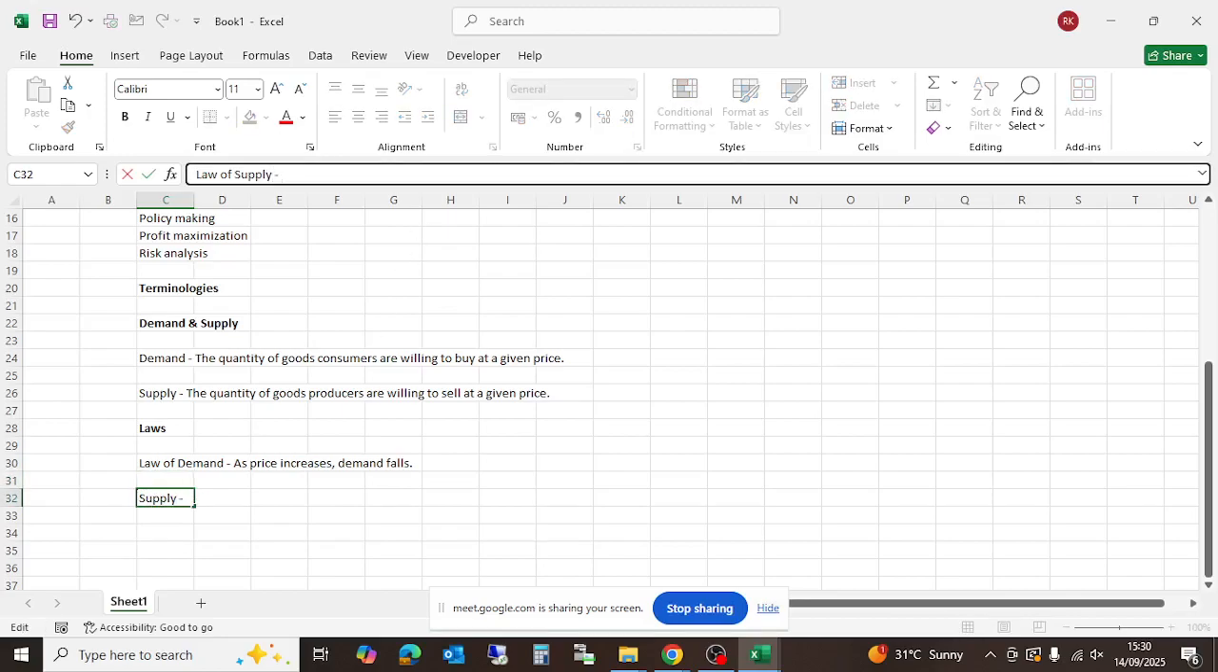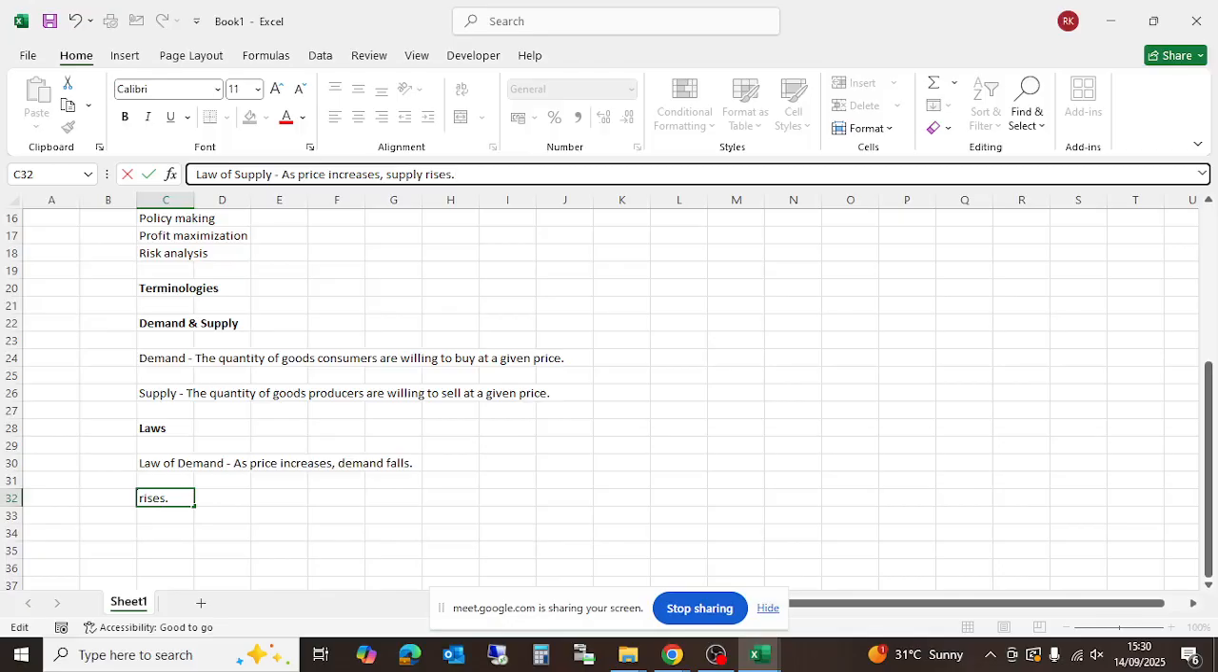Okay. So the law of supply says as price increases, supply rises. Okay, so it's not really vice versa, like the law of demand. This one is slightly different. As price increases, the supply rises.